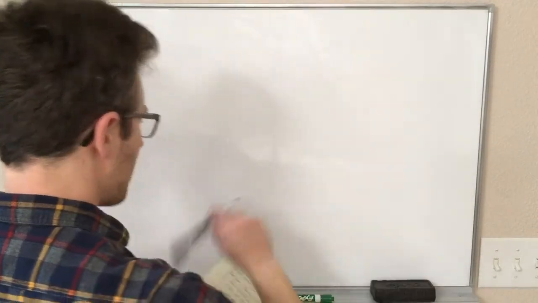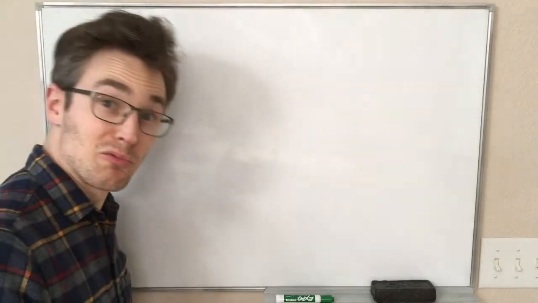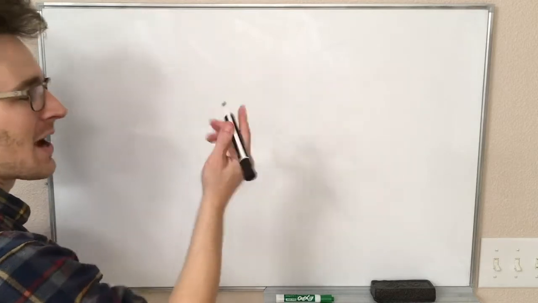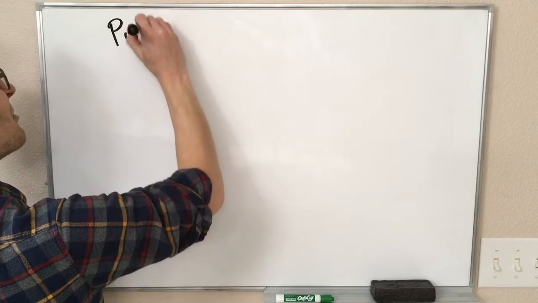Okay, so next I wanted to talk about resistors, circling back around to chapter 1. So what we're going to talk about now is what are called pull-up and pull-down resistors.